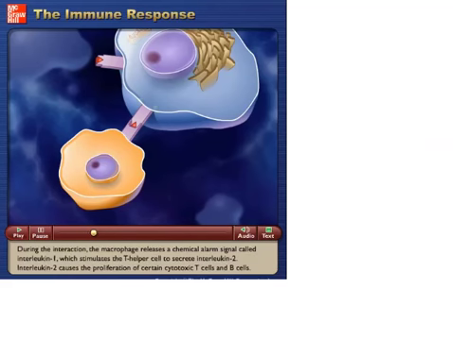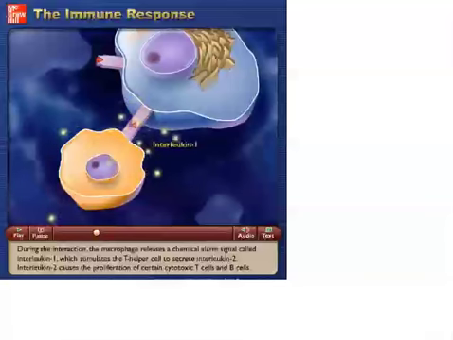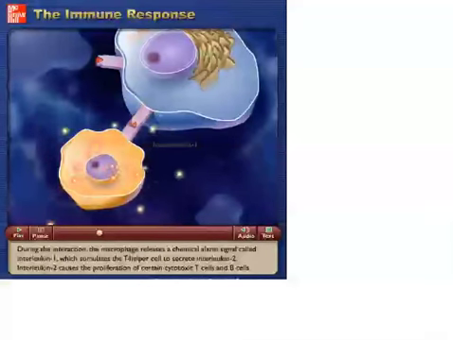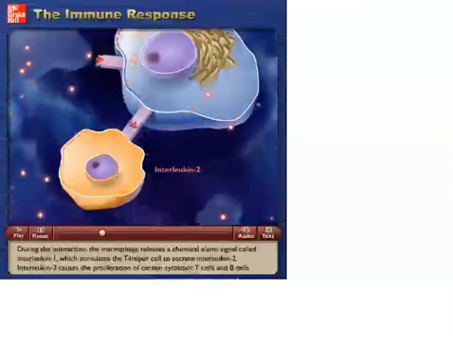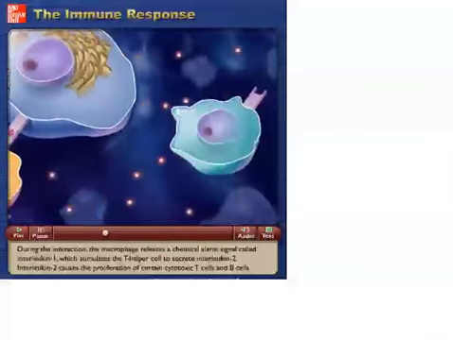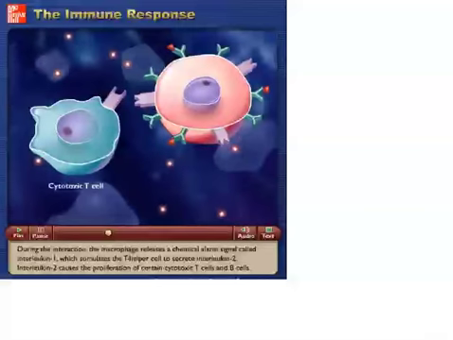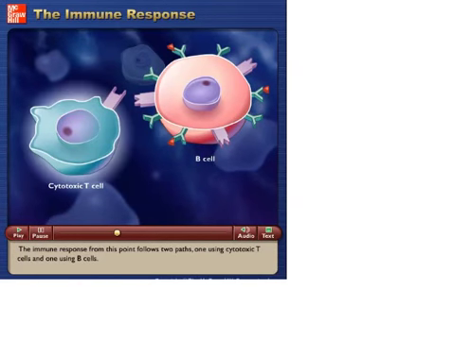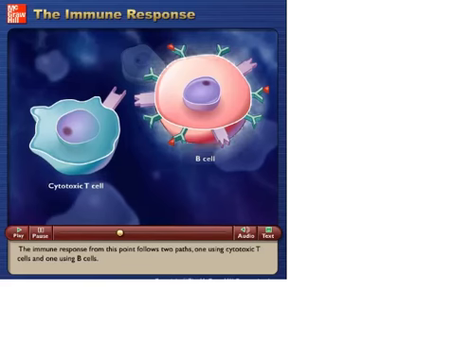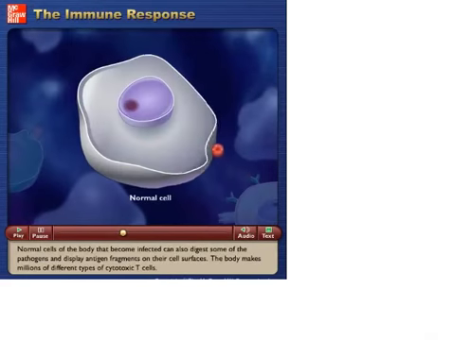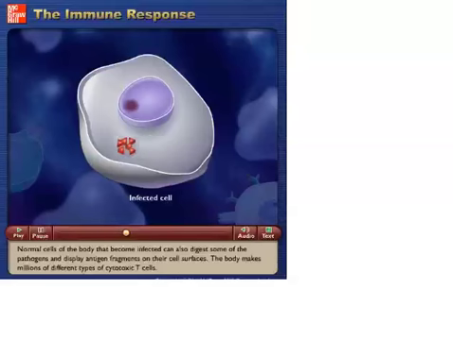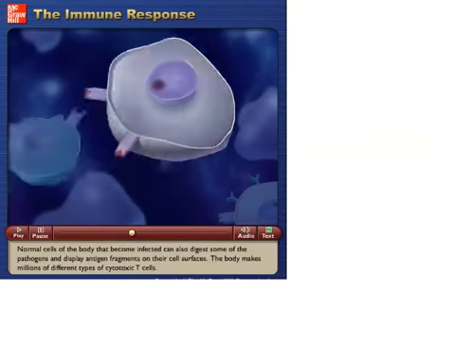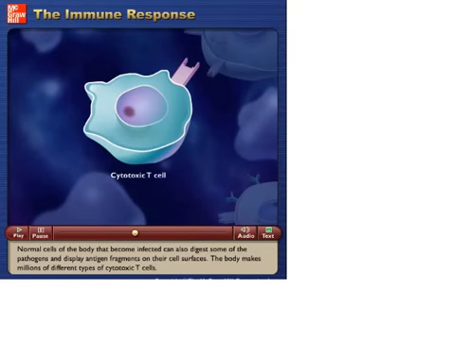During the interaction, the macrophage releases a chemical alarm signal called interleukin-1, which stimulates the T helper cell to secrete interleukin-2. Interleukin-2 causes the proliferation of certain cytotoxic T cells and B cells. The immune response from this point follows two paths, one using cytotoxic T cells and one using B cells. Normal cells of the body that become infected can also digest some of the pathogens and display antigen fragments on their cell surfaces. The body makes millions of different types of cytotoxic T cells.